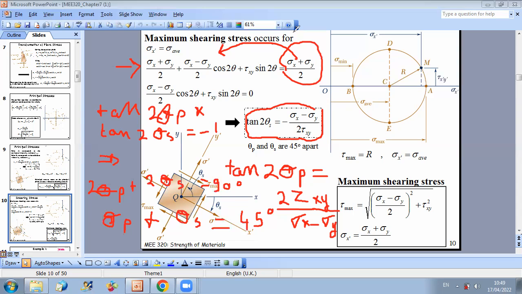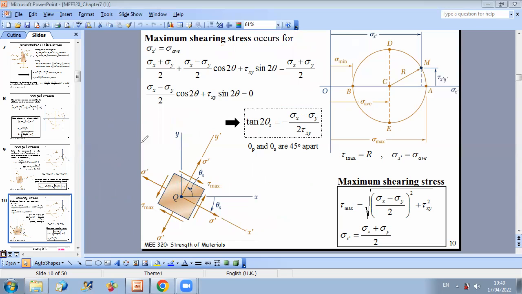Okay, now if we do the analysis on this figure here, going back to this figure, if you want to draw theta s, we can solve for 2 theta s as we did before. So we get two possible solutions for 2 theta s. 2 theta s can be equal to beta, and also 2 theta s is equal to beta plus pi.